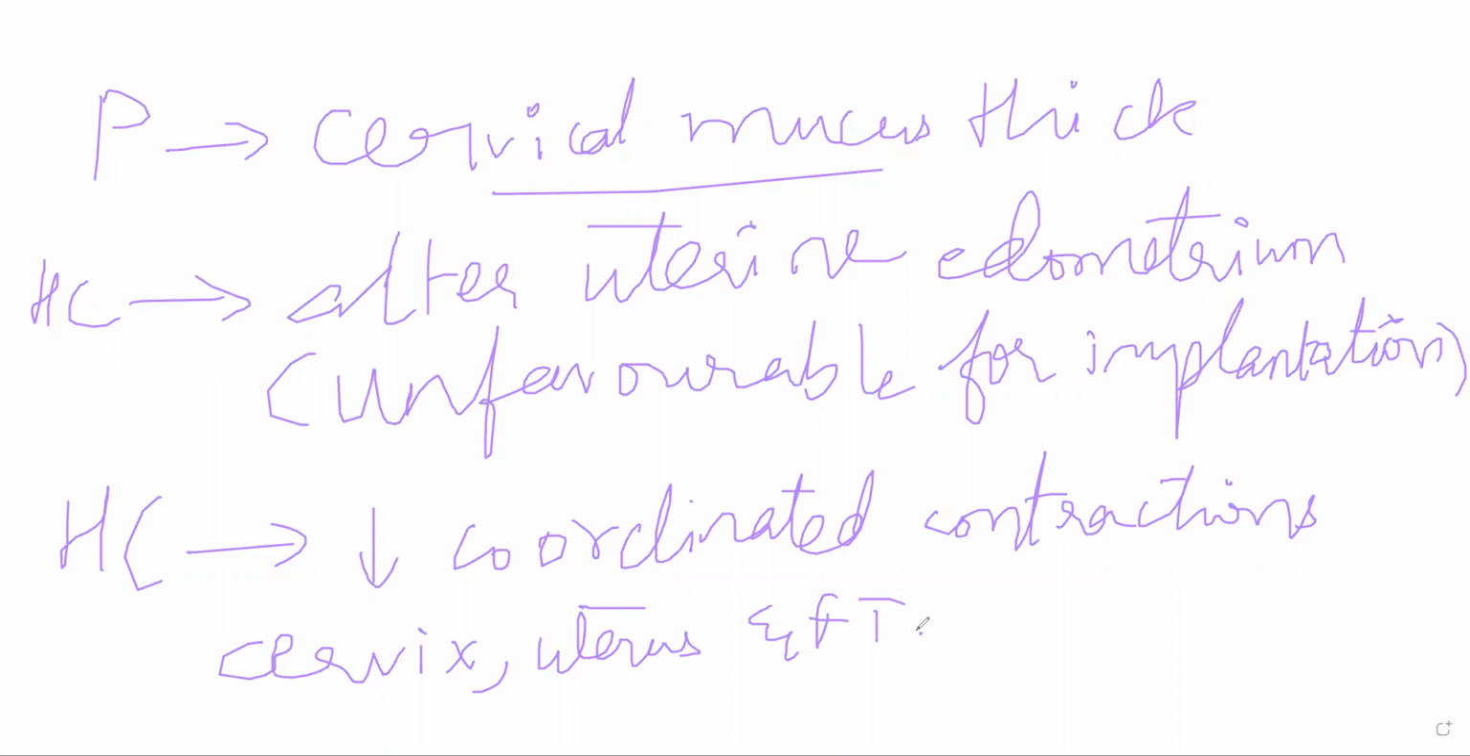Essentially, if these coordinated contractions do not occur, you are removing any helper to that sperm, or removing the helper to that ovum. So in that scenario, it will decrease the chance of fertilization even more, and the chance of implantation goes down even more. These are all the broad effects of hormonal contraceptives.